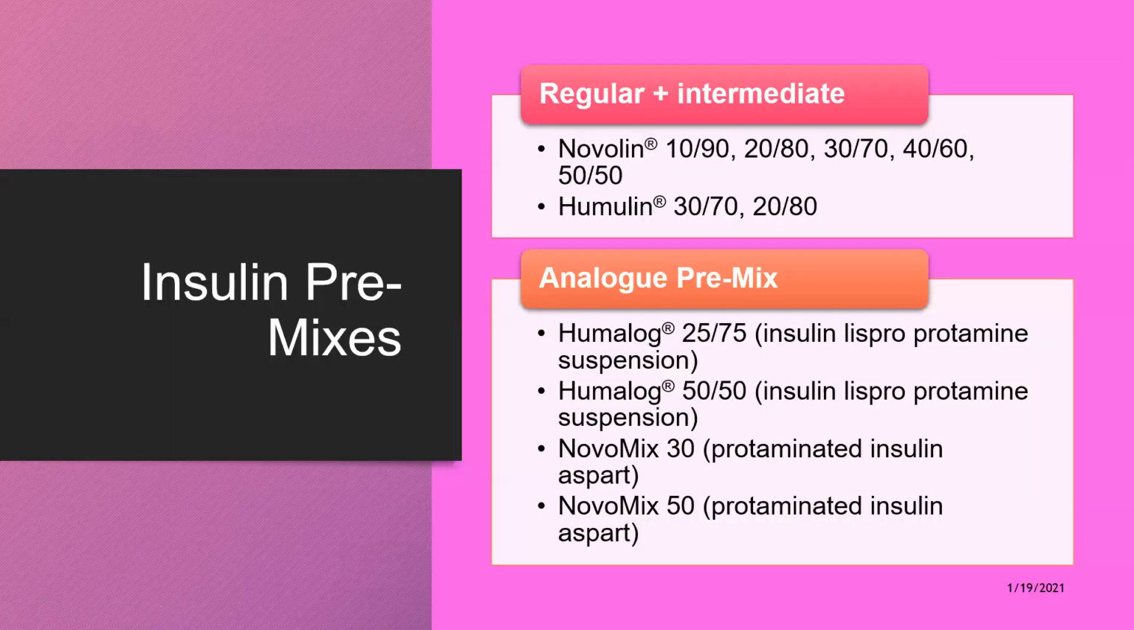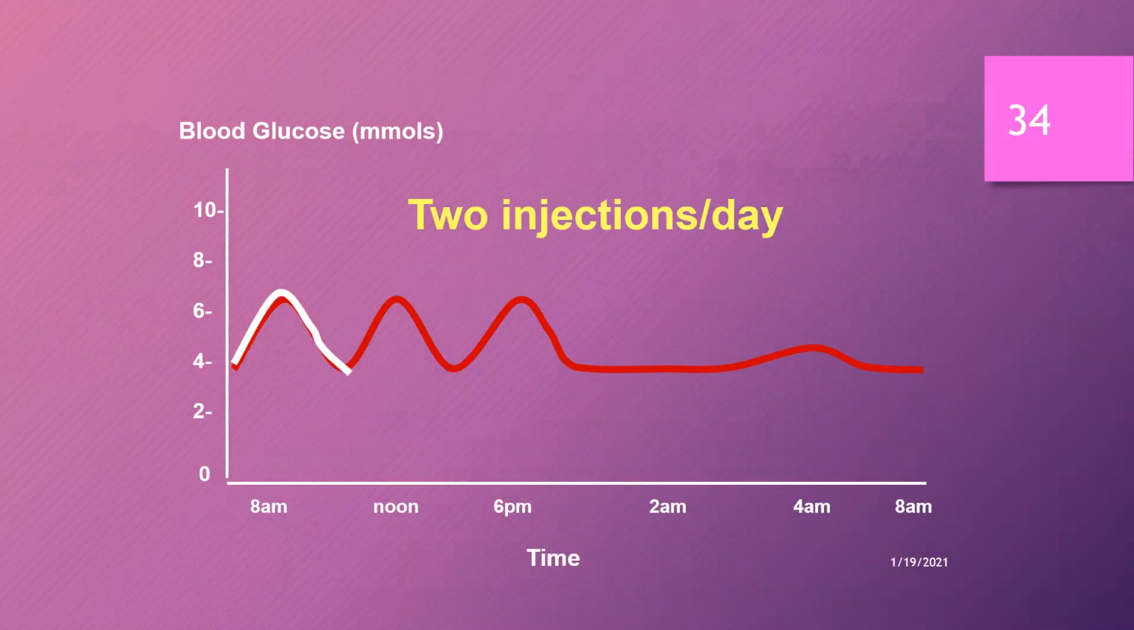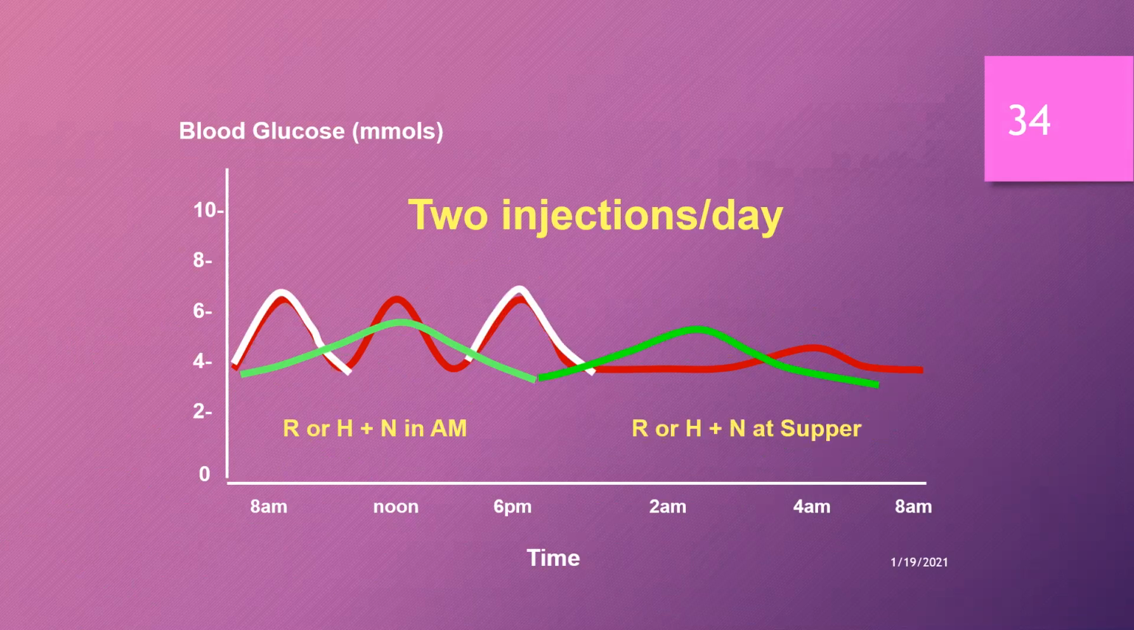Now coming to the insulin premixes. These are the 2 varieties which I have shown here. They are available in the market with these brands: regular and intermediate, in the form of Novolin and Humulin, and analog premix insulin in the form of Humalog and Novomix types of insulins. So they usually work in this way.